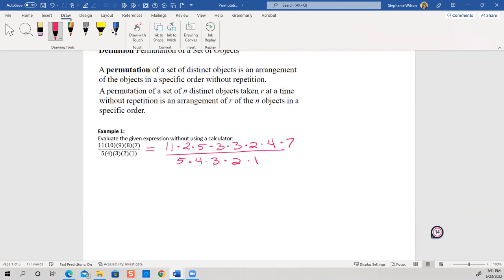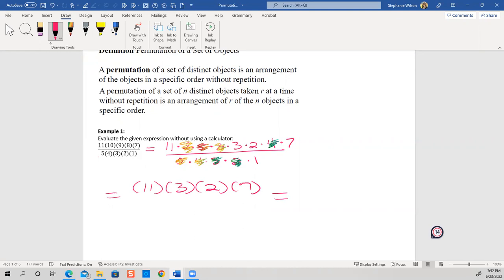And since we're multiplying, I can reduce top versus bottom. I see I have a 5 here. I have a 4. I have a 3 and a 2. Now, everything's reduced. Now I'm going to multiply. I got 11 times 3 times 2 times 7 all over 1, but we're not going to write the 1 underneath it because that wouldn't be simplest form.